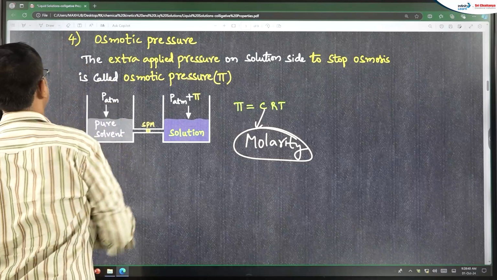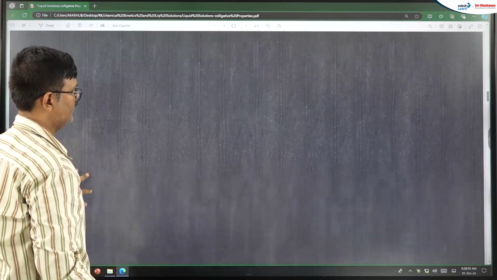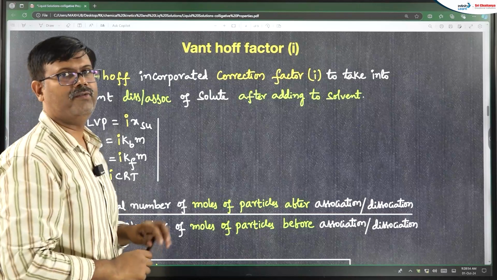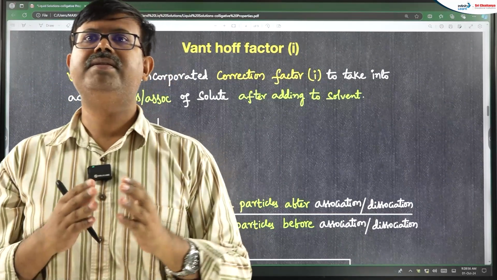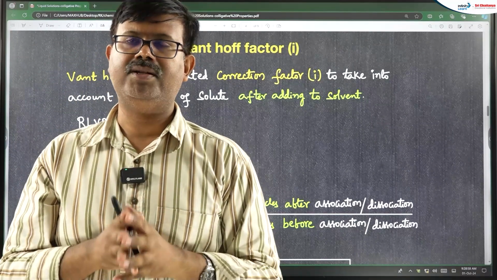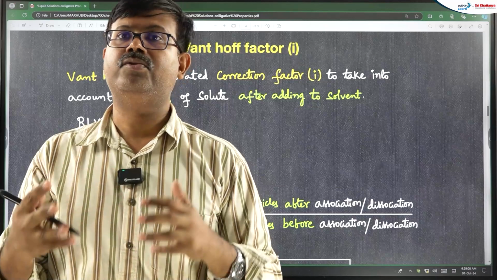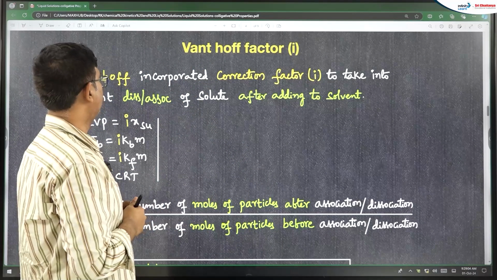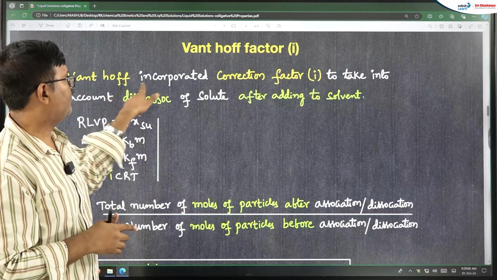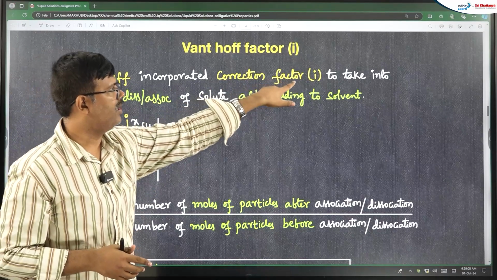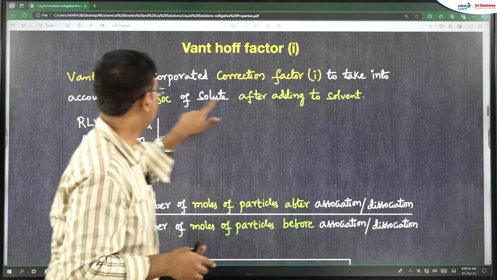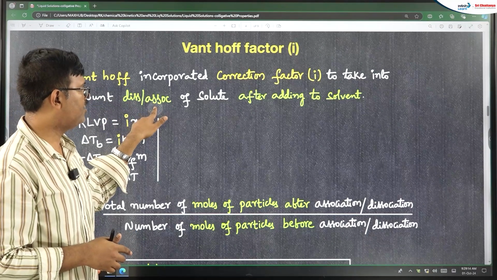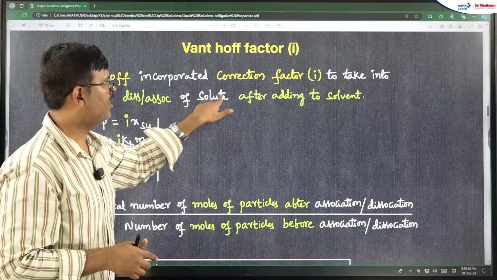Now, let's see one more important point, the Van 't Hoff factor. Then we will see some problems, some applications on these colligative properties. See, Van 't Hoff factor. Van 't Hoff incorporated a correction factor called i to take into account dissociation or association of solute after adding it to the solvent.